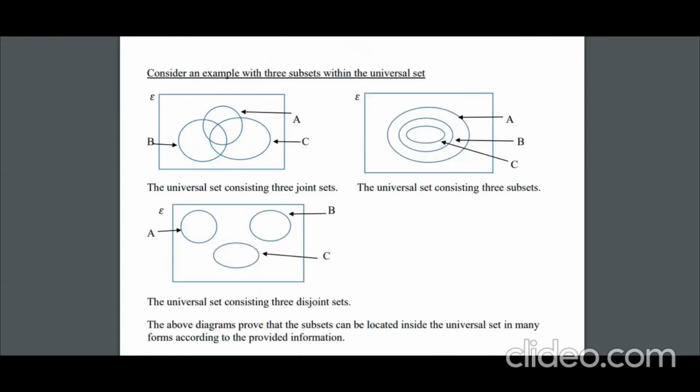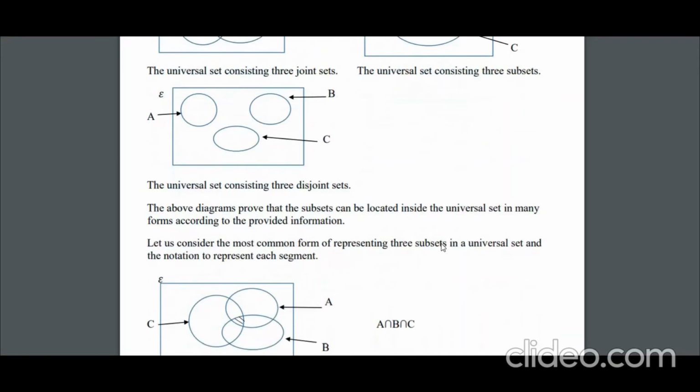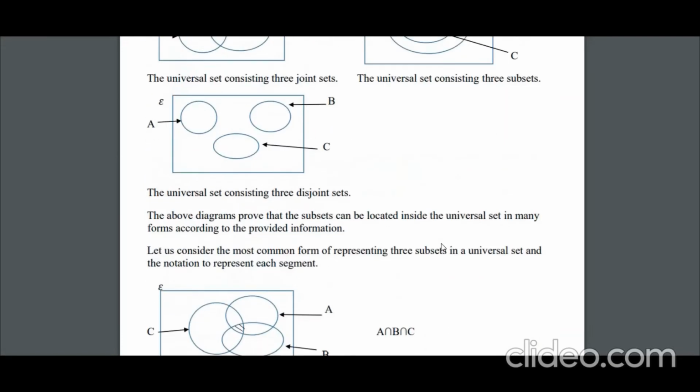So let's consider an example with 3 subsets within the universal set. So there can be different ways. For example, it could be 3 joint sets like this, or it can be 3 nested subsets, where C is a subset of B and B is a subset of A, or it could be 3 disjoint sets. So you can see that even if it's just 3 subsets, there are different ways they can be located. So let's now consider the most common case, 3 joint sets.